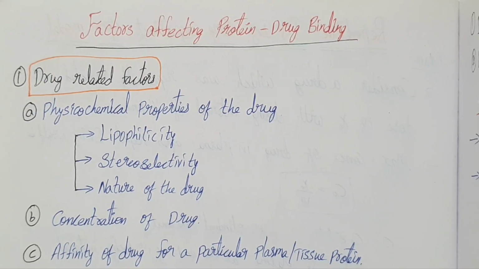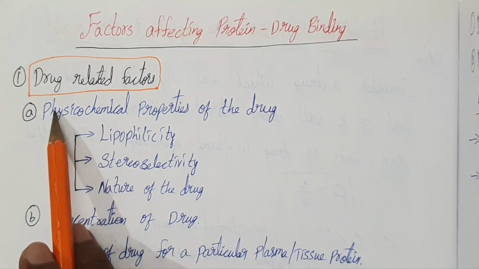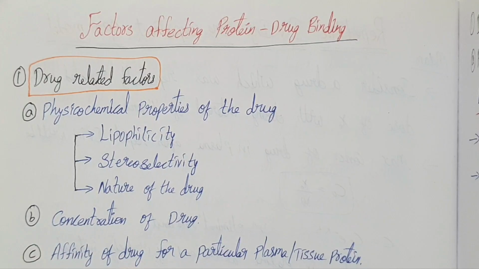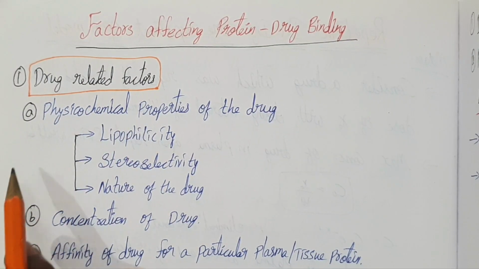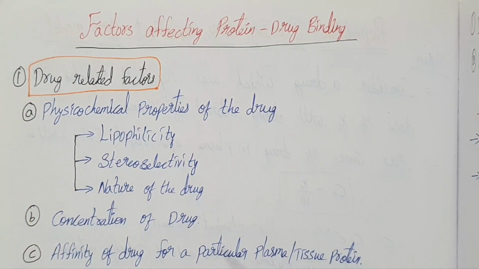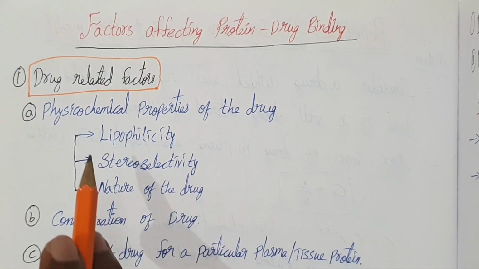Let's discuss the main factors. According to notes, there are four main categories. First one is drug related factors. Second one is protein tissue related factors. Third one is drug interactions. Fourth one is patient related factors. We'll go through each one step by step. First one is drug related factors. Now let's first look at the factors related to the drug itself.